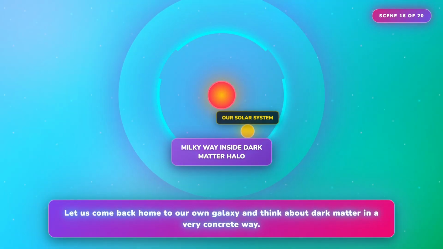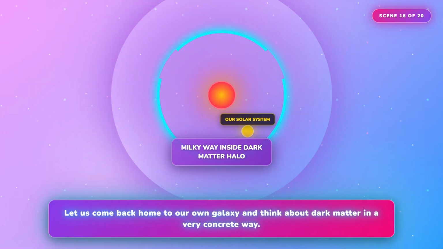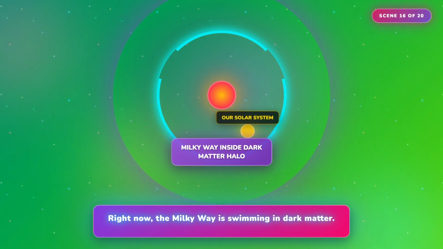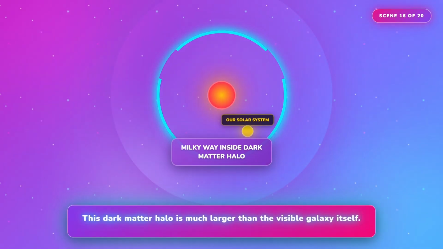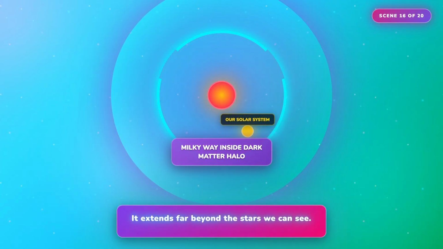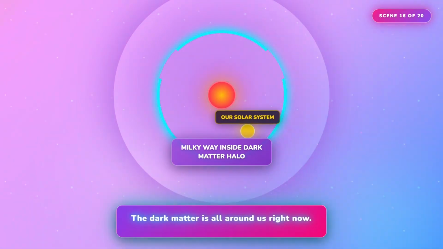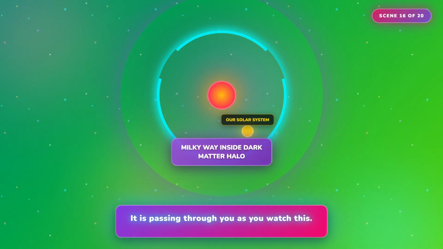Let us come back home to our own galaxy and think about dark matter in a very concrete way. Right now, the Milky Way is swimming in dark matter. Our galaxy is embedded in a giant halo of invisible matter. This dark matter halo is much larger than the visible galaxy itself. It extends far beyond the stars we can see. The dark matter is all around us right now. It is passing through you as you watch this.